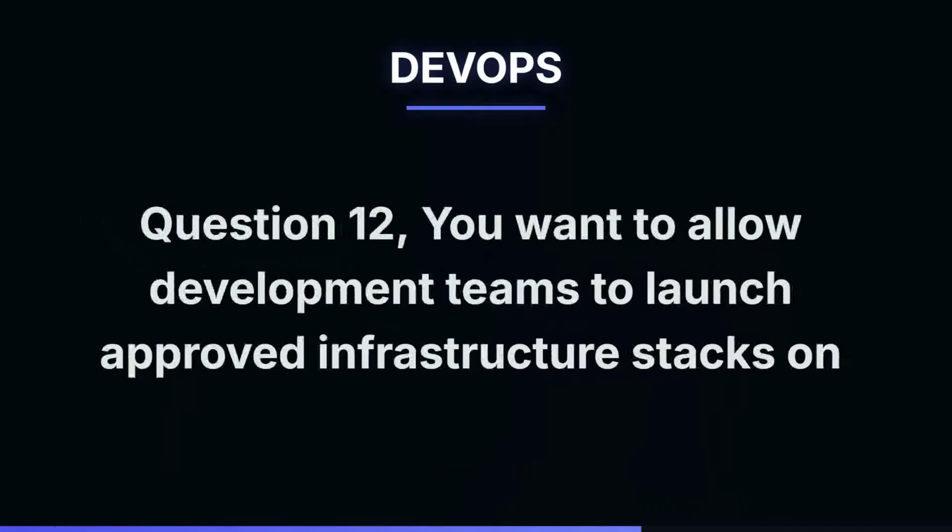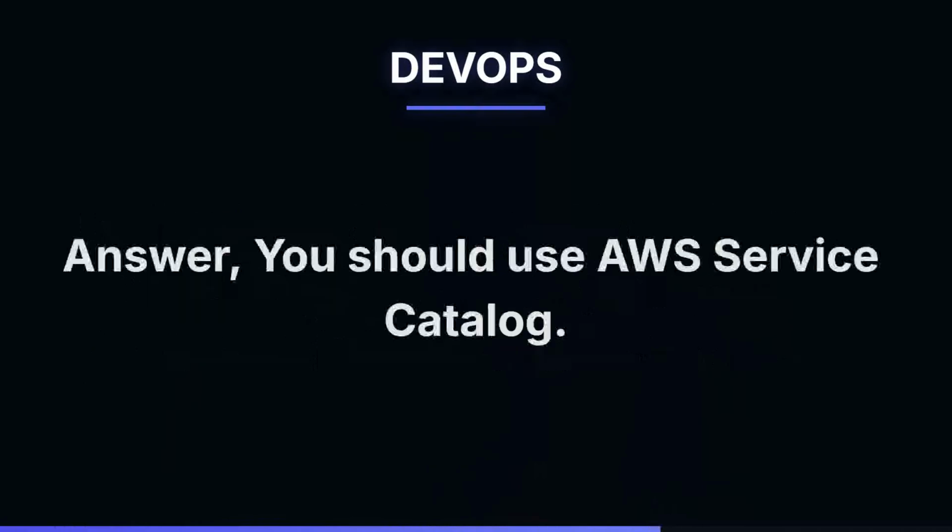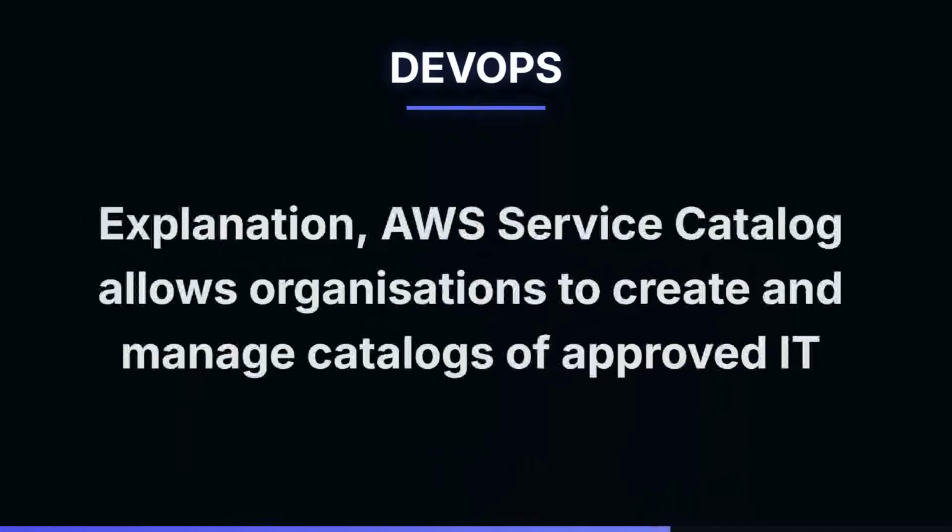Question 12. You want to allow development teams to launch approved infrastructure stacks on their own, but you must prevent them from making unauthorized configuration changes. Which service provides this governed autonomy? Answer: you should use AWS Service Catalog. Explanation: AWS Service Catalog allows organizations to create and manage catalogs of approved IT services that teams can deploy themselves.